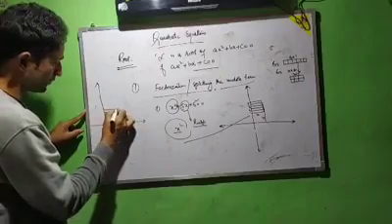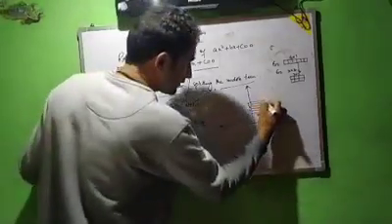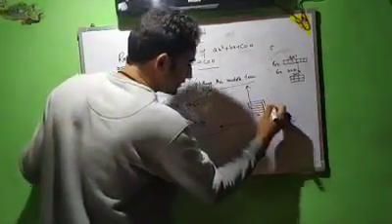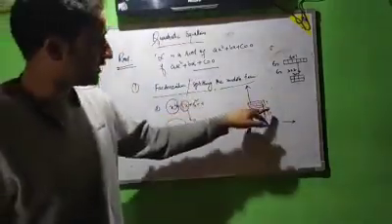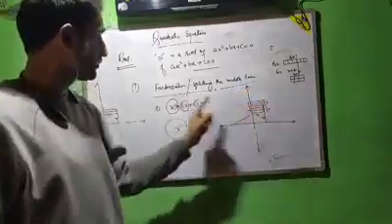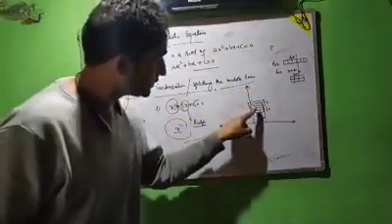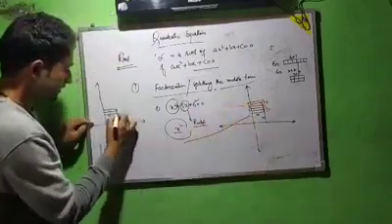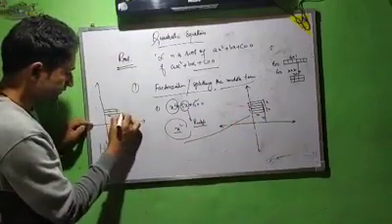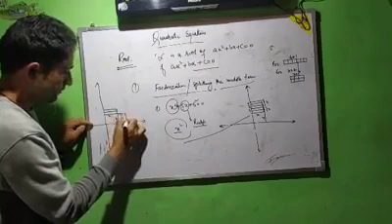1 and 2. This is 3 and this is 2. So I split this 5 into 2 numbers, that is 3 and 2. 3 into 2 is 6 and 3 plus 2 is 5. I'm dragging these 3 downwards, like this. 1, 2 and 3.